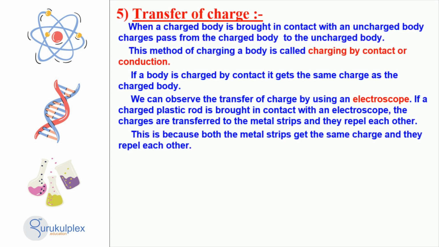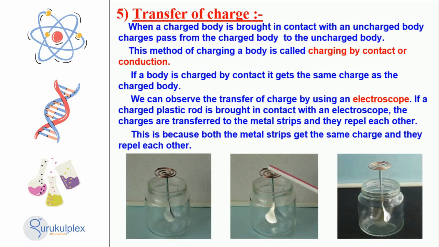Electric charge is an impressive phenomenon that can be observed in various ways. Charging by contact or conduction is the exchange of charge between two bodies when they come into contact. This can be seen when a charged plastic rod is brought near an electroscope, which causes the metal strips on the electroscope to repel each other.